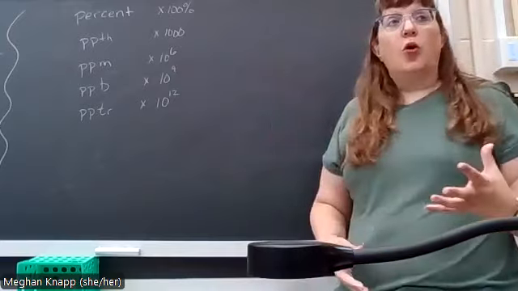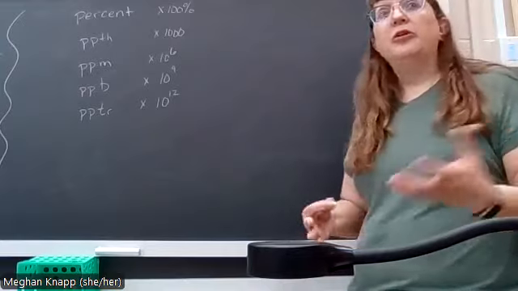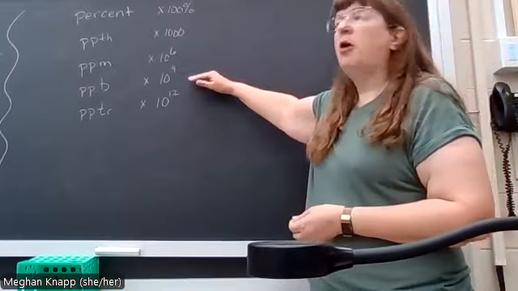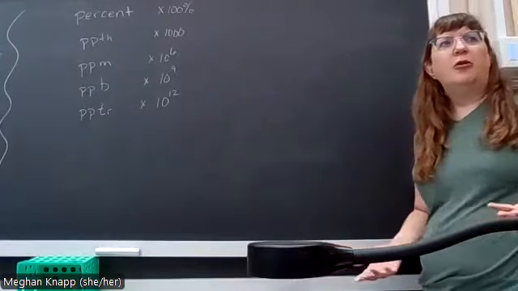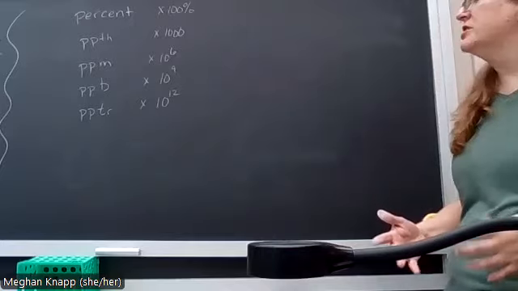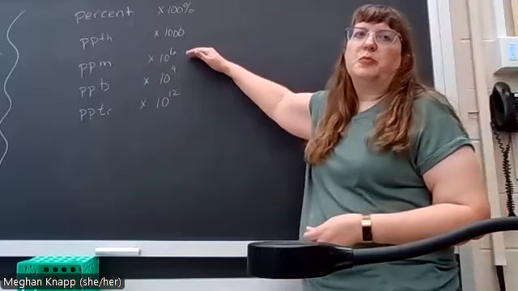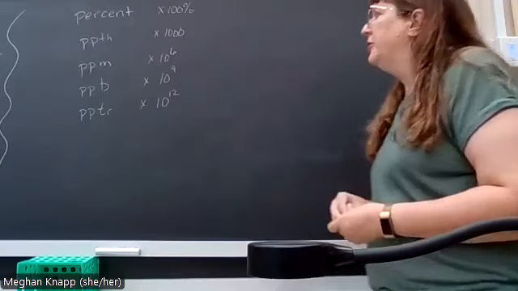So lead in our water, we want that pretty low. We usually measure that in like parts per billion. Something like copper, it's okay if we have a little bit of copper in our system, but too much is bad for us. So we might measure that in parts per million instead of parts per billion.